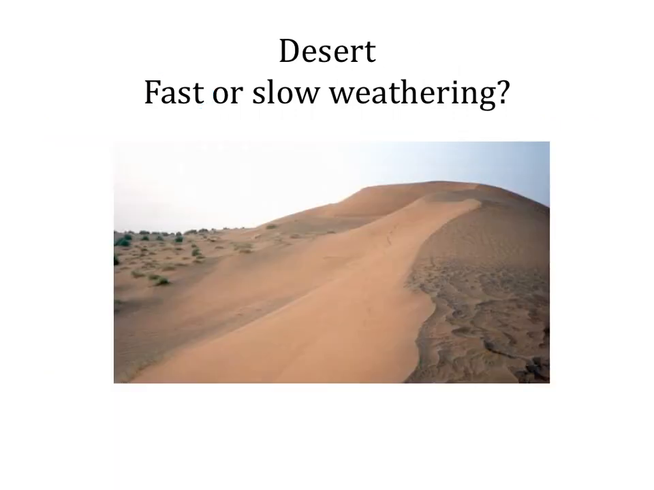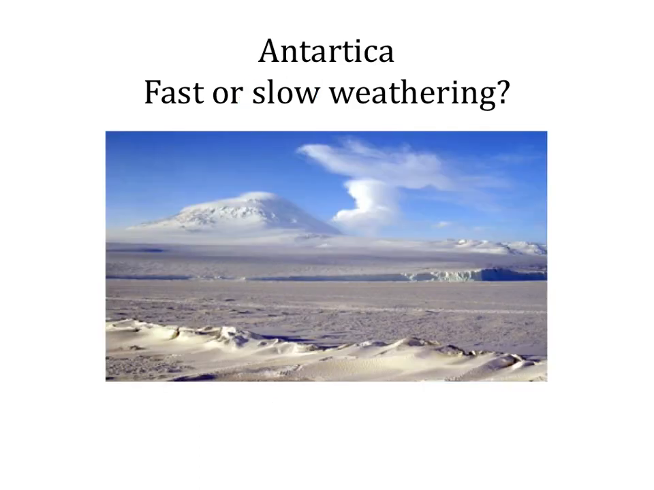In a desert, we have heat but no water. So plenty of heat, no water. So we're going to get fairly slow weathering there. In Antarctica, we have the opposite. We have lots of water, but it's not actually liquid, it's ice. And since it's ice, it's not going to react with minerals the way that liquid water does. So once again, slow weathering.